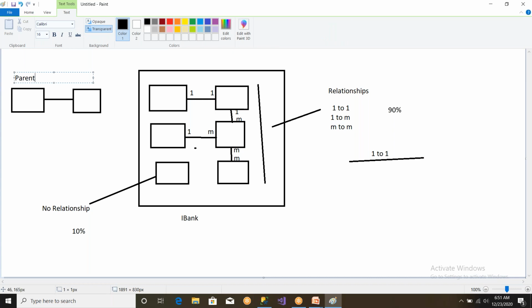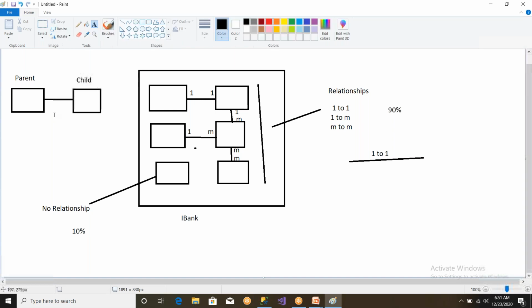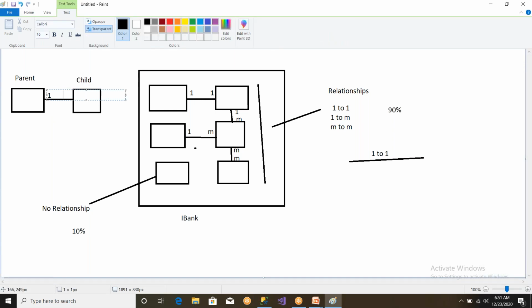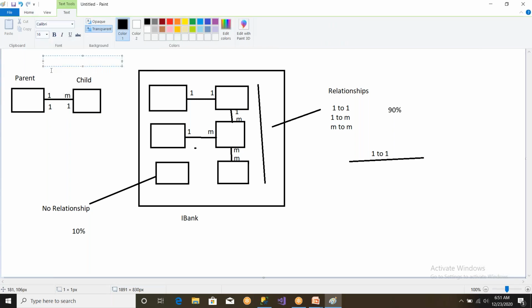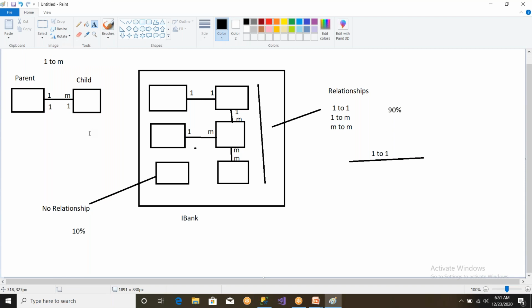So I take a parent table, and I will have a child table, right? One parent will have many children. One child belongs to only one parent. So if you have one to many, or m to one, on this side you have one, and on the other side you need to take the maximum, m. What is the maximum? The maximum is m. It is a one to many relationship. Clear? One parent will have many children, and each child belongs to only that parent. It is 1 is to m.